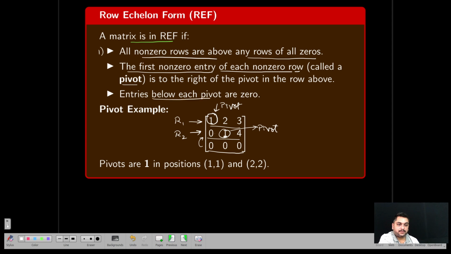So entries below each pivot are 0. So here the entry below 1 is 0. Entry below this pivot is 0. So these are the 3 conditions you have to follow to make a given matrix into row echelon form. So if you get something like this, see this row I am making independent, right? This is independent. This can give me a free variable. We will see in null space what this free variable means.